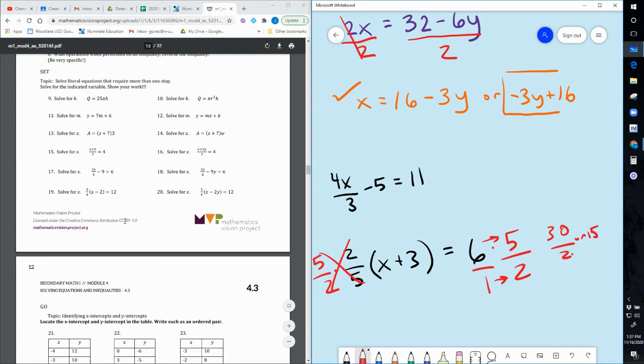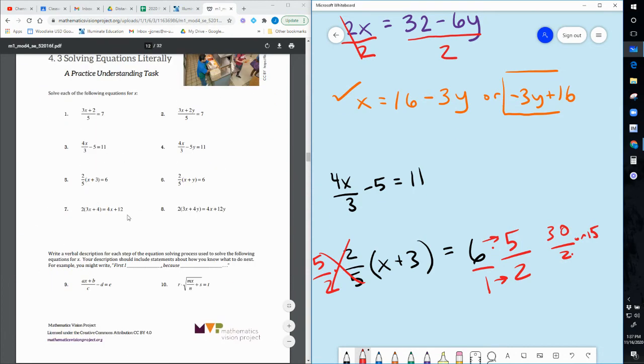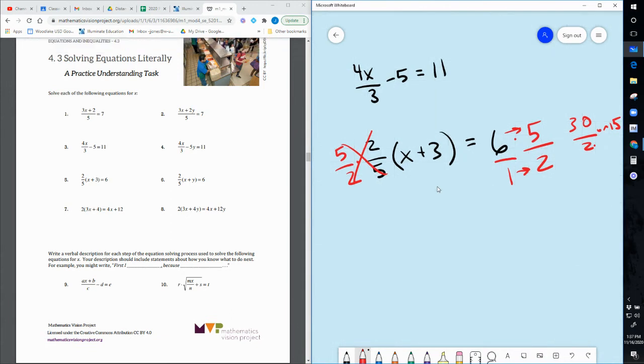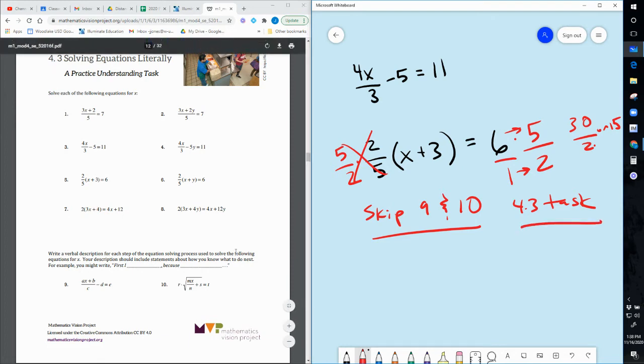So now you're going to go in, first of all, you're going to do problems 1 through 8. Go ahead and skip 9 and 10. Okay, so I'm going to write that. Skip 9 and 10 on this first page. Okay, this is for task 4.3. So those are just a few problems.